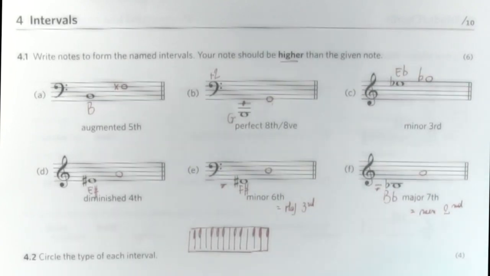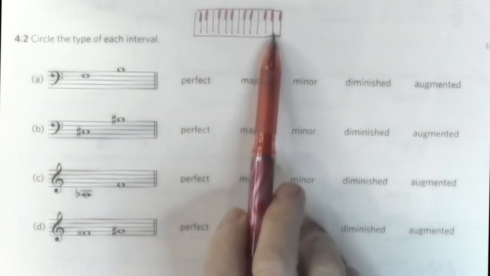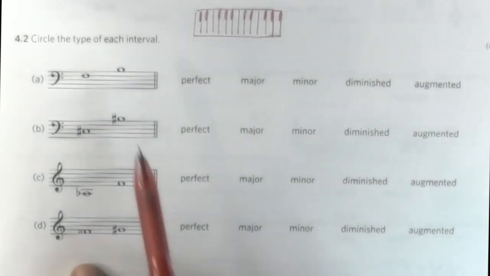Question 2. In this question, we need to find the type of intervals of the given intervals. But to find the type, we need to find the number. So we need to do almost all the same as we did before. We would need a keyboard. This is it. Perfect. Let's start.